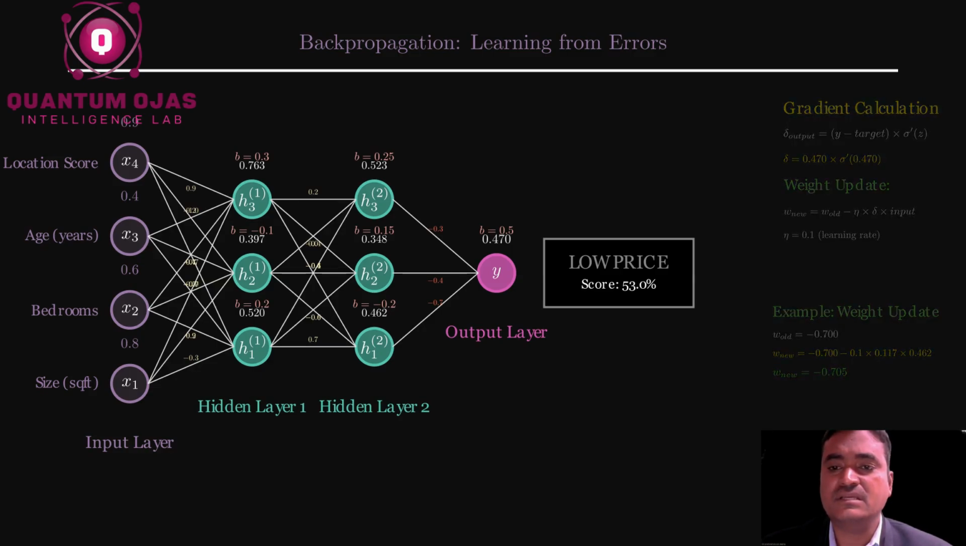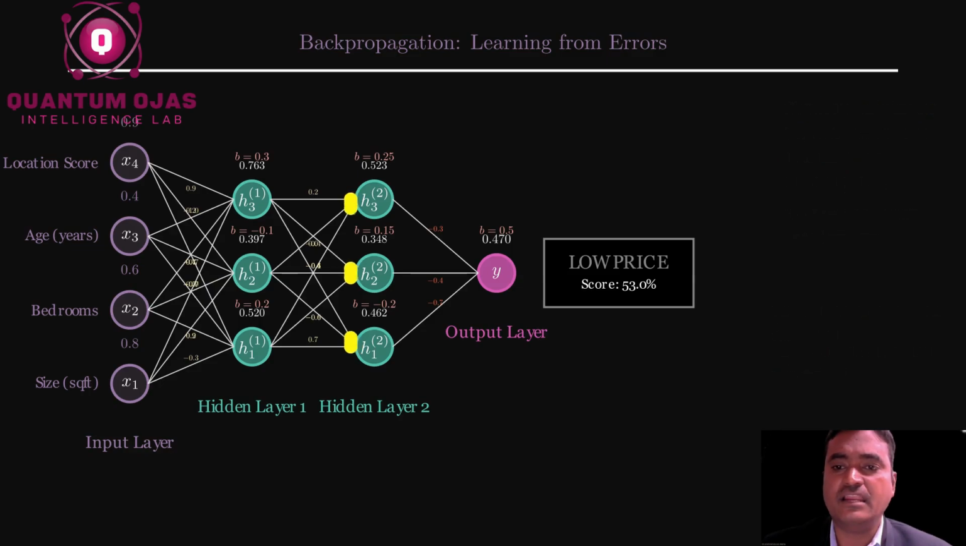This neural network is now trained and ready to predict house prices. By processing the 4 input features through 2 layers of learned patterns, it can estimate whether a house will be expensive or affordable. The continuous flow of information, forward for prediction and backward for learning, is the essence of how a neural network works. Remember, what we saw was just one training iteration.